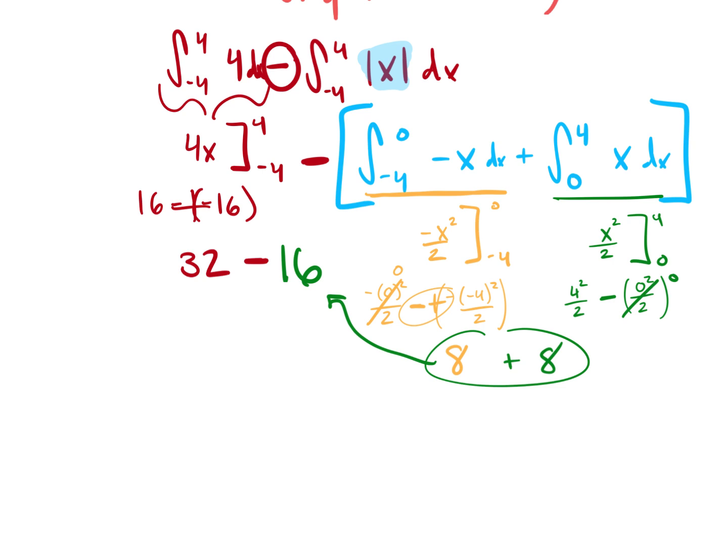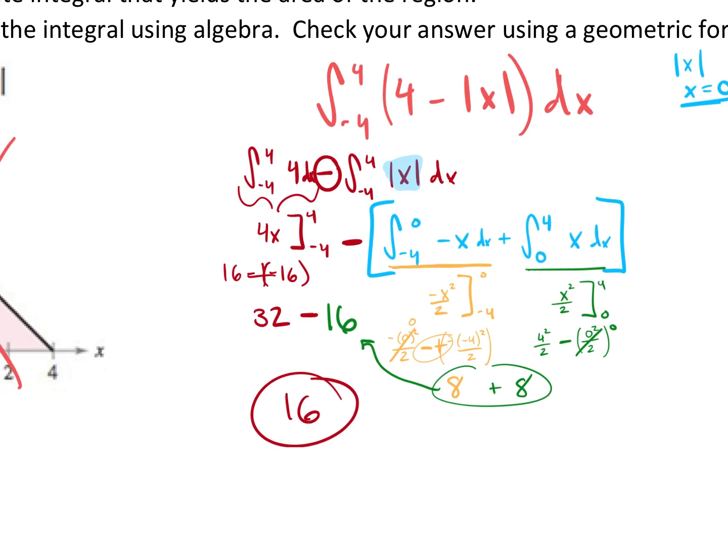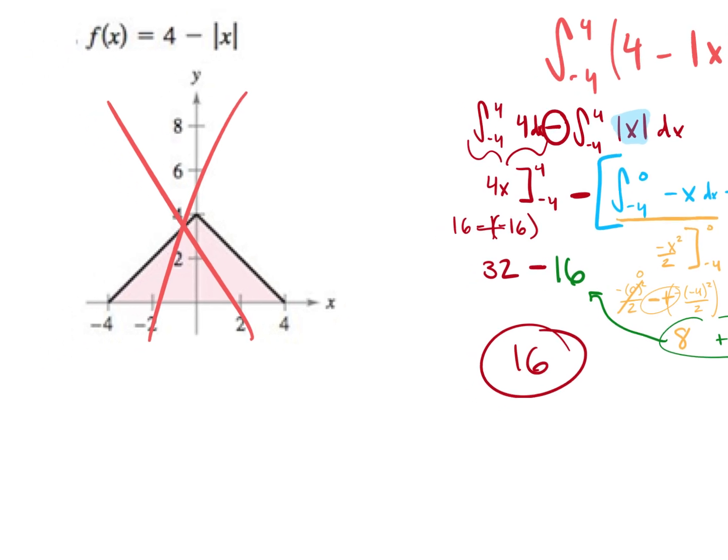So then I still had 32 from that first part. So 32 minus 16 would be what? 16. Awesome. So our answer would be 16. If we took the area of our triangle here using the base times the height, our base would be 8. Our height is 4, so our area of a triangle is 1/2 base times height, so 1/2 8 times 4. We also get 16.